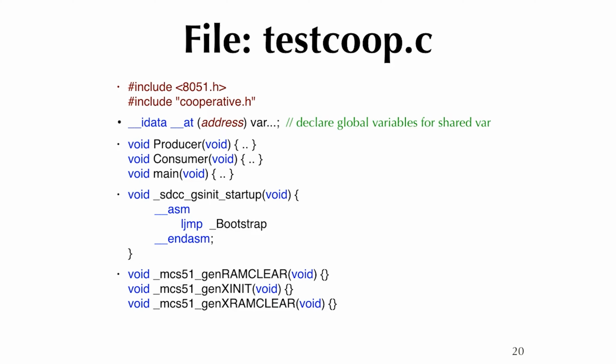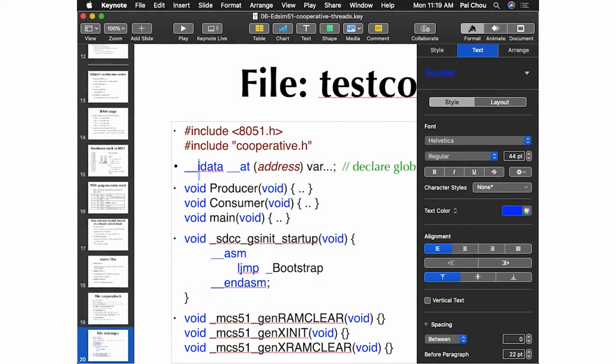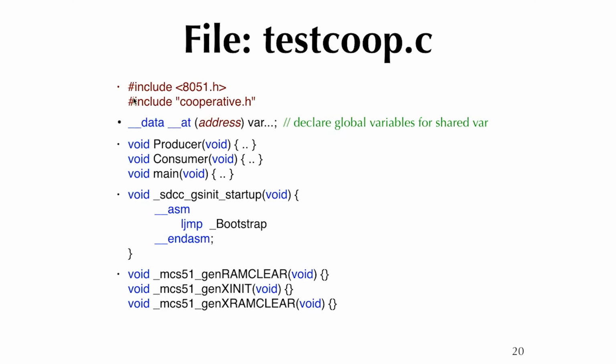Okay, so testcoop.c. I give you a template that looks kind of like this. One little change: it should be data instead of iData. I mean, it'll still work, so I'll just make the change right here. So do #include 8051.h. If you install SDCC properly, you should find this. And then cooperative.h, that's our .h file.